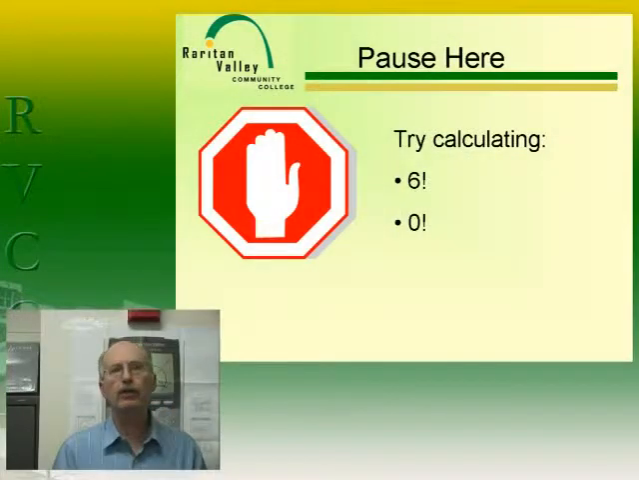Why don't we pause here and let you try a couple on your own? Why don't you try 6 factorial and 0 factorial, and just verify that 0 factorial is in fact 1.